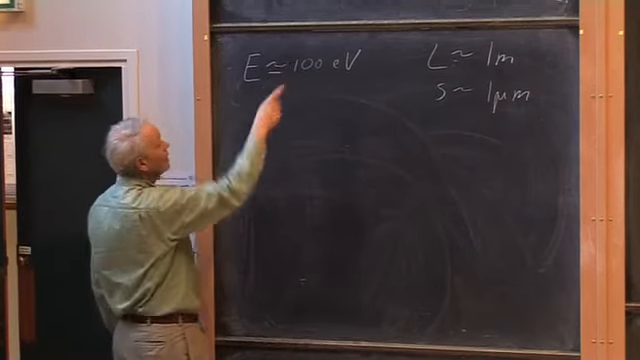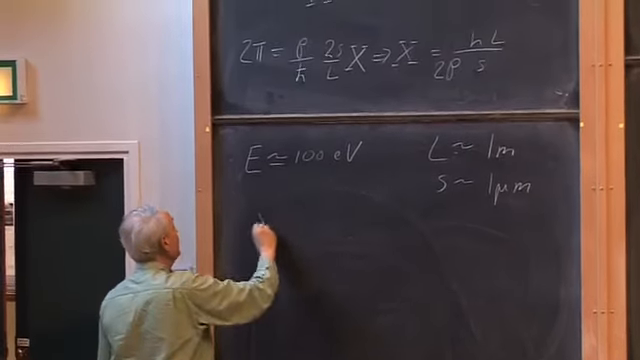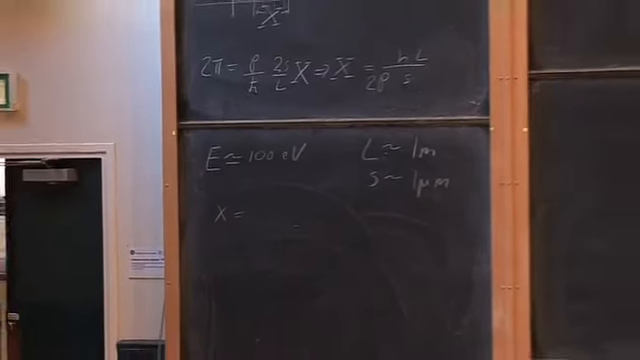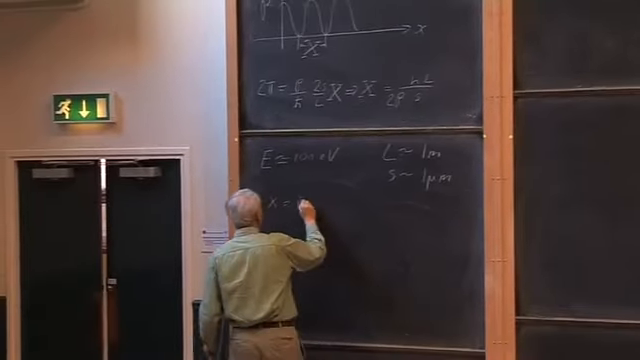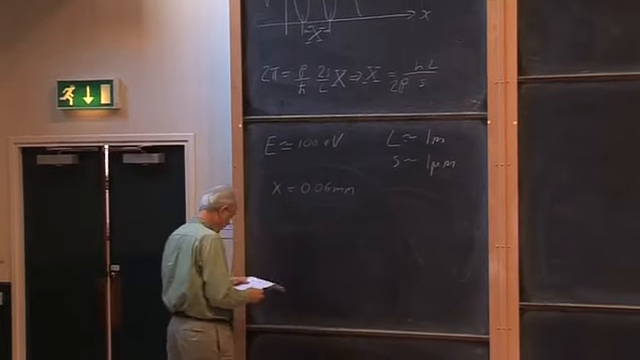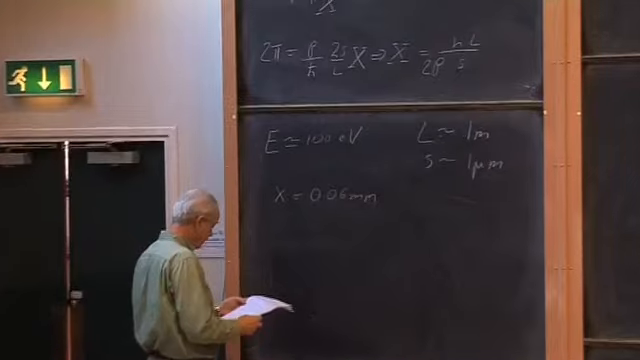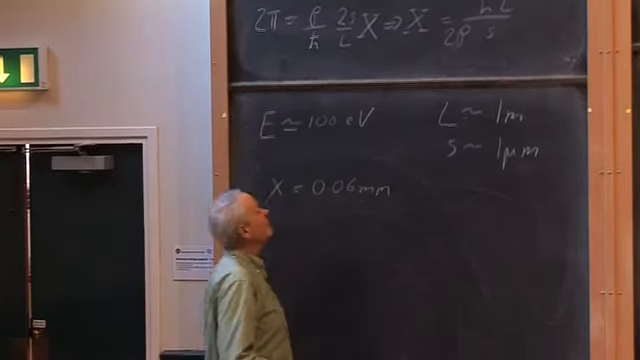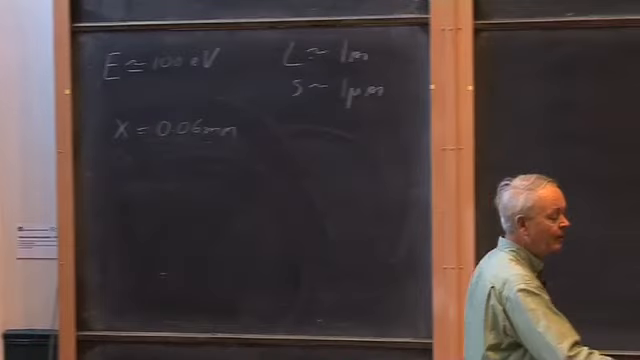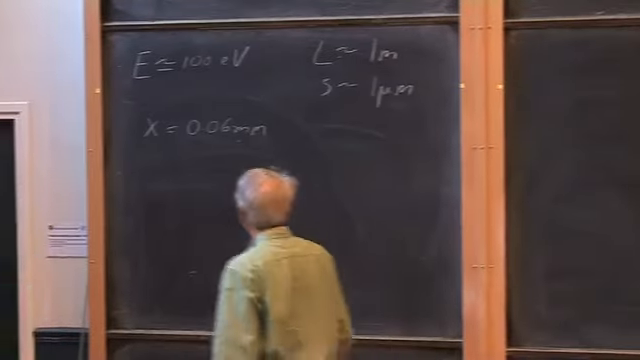If you plug all this stuff into there, what does it give you? A 20th of a millimeter or something. I think it's, is it 0.06 millimeters? Which is obviously perfectly observable. So such an interference experiment is possible but hard using electrons.